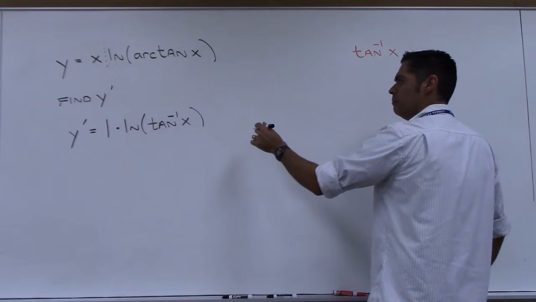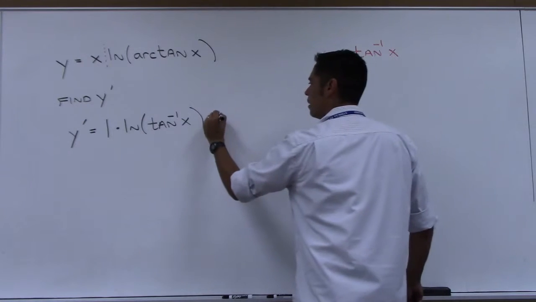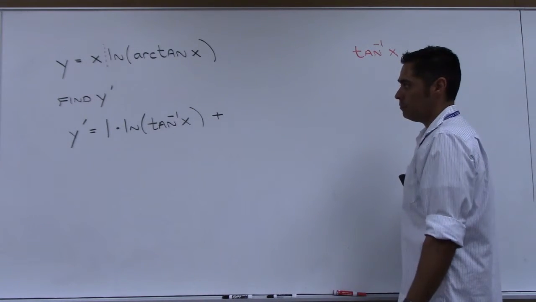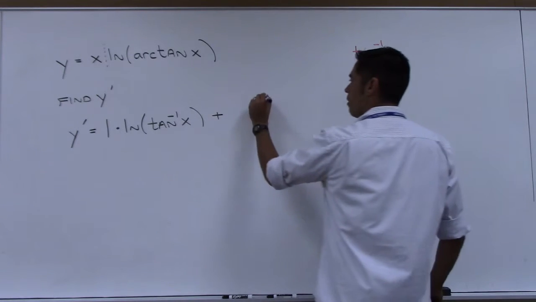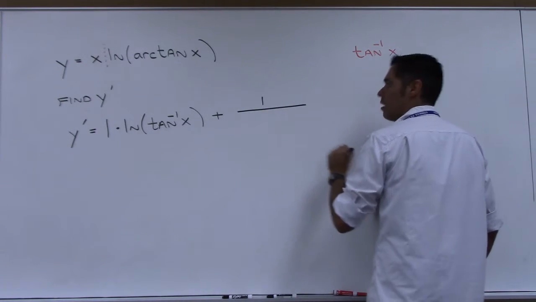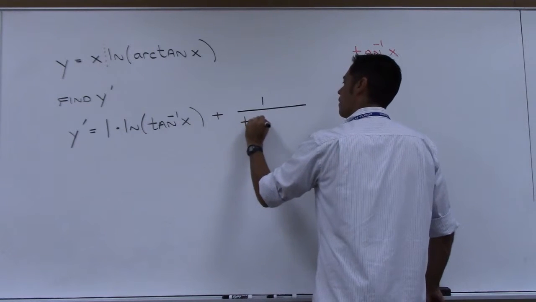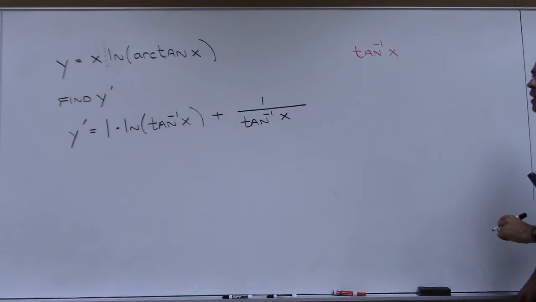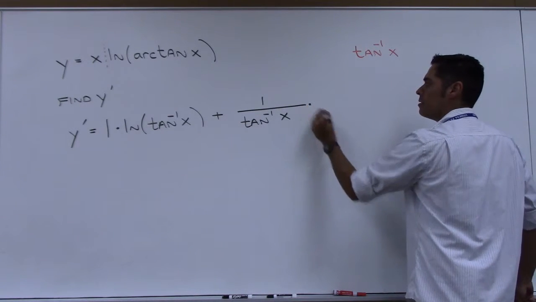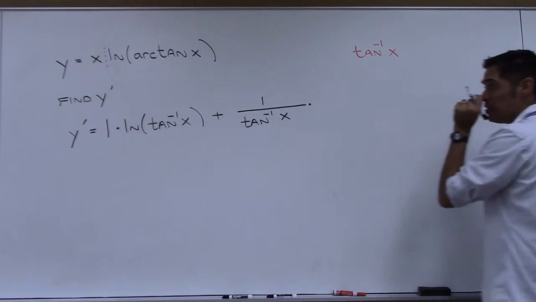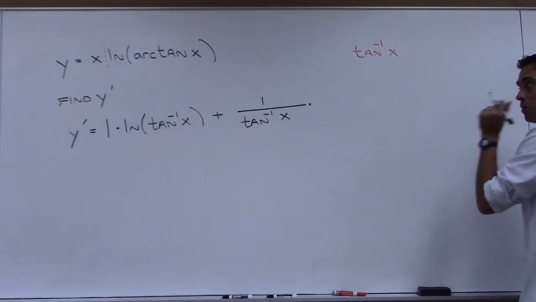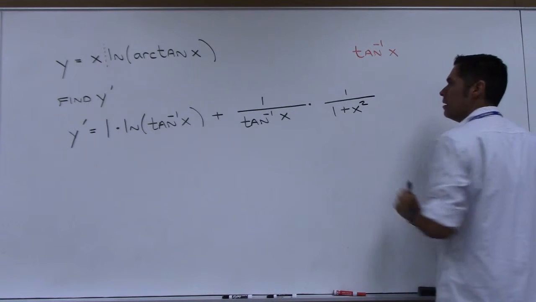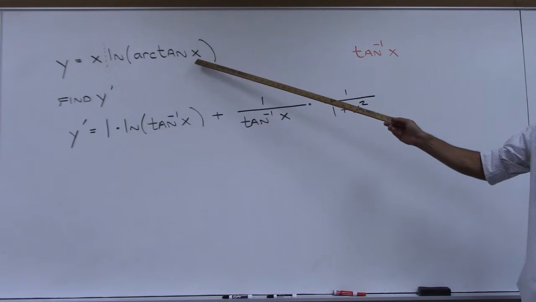What now? Plus the derivative of natural log of something: 1 over arctangent x, and then times the derivative of arctangent x, which is 1 over 1 plus x squared. Am I done? Times the derivative of what's inside arctangent. What's the derivative of this? 1, so there's really a 1 here. I don't need to write it.